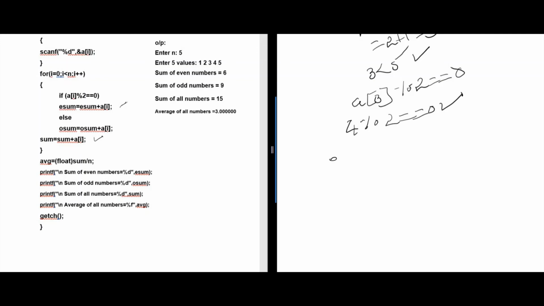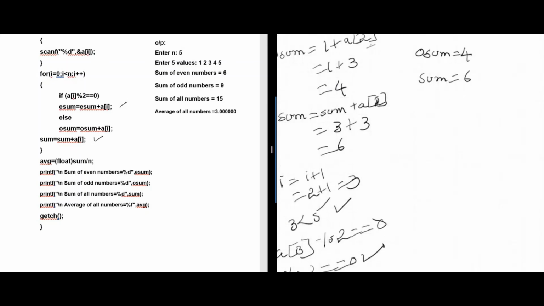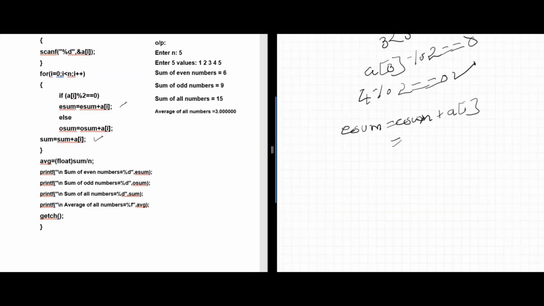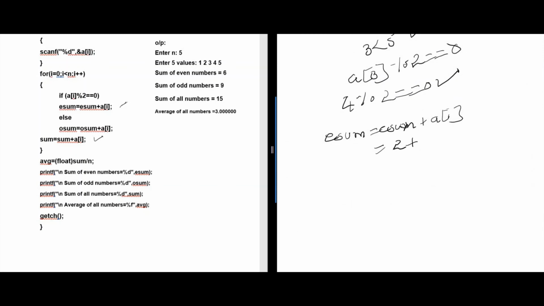So esum is incremented: esum is equal to esum plus A of I. Now what was the previous value of esum? It was 2. So 2 plus A of 3, which is equal to 4. 2 plus 4 becomes 6. So esum now has become equal to 6.